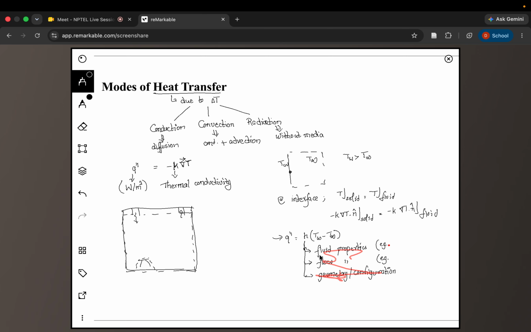Fluid properties like density, rho, viscosity. These are the fluid properties. So what are the flow properties? Is the question clear?